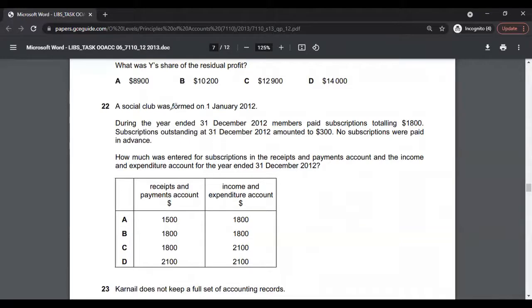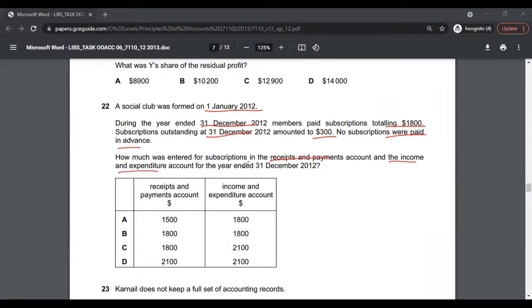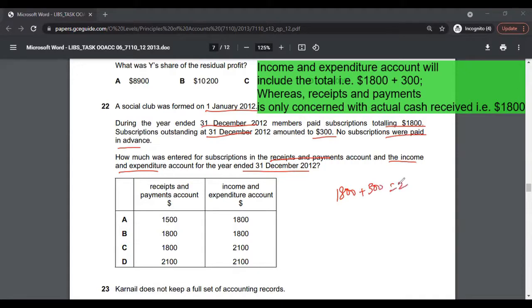Multiple choice 22. A social club was formed on 1st January 2012. During the year ended 31st December 2012, members paid subscriptions totaling 1,800. Subscriptions outstanding at 31st December 2012 are 300. No subscriptions were paid in advance. How much was entered for subscriptions in the receipts and payments account and the income and expenditure account for the year ended 31st December 2012? So for income and expenditure, it's going to be the whole amount, 1,800 plus the 300, that is 2,100.